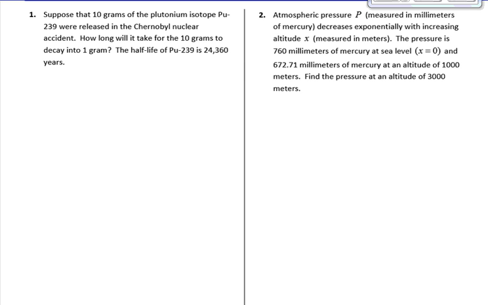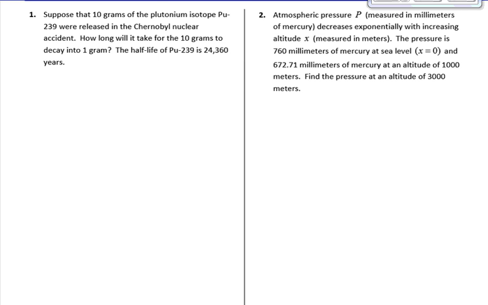All right, so suppose that 10 grams of the plutonium isotope were released in the Chernobyl nuclear accident. How long will it take for the 10 grams to decay into 1 gram? And then they give you the half-life of that plutonium isotope is 24,360 years.